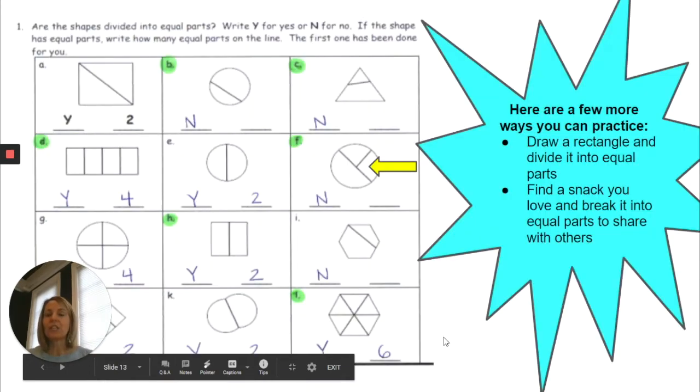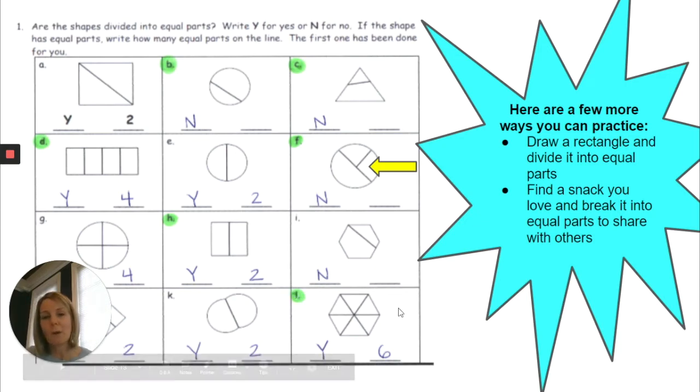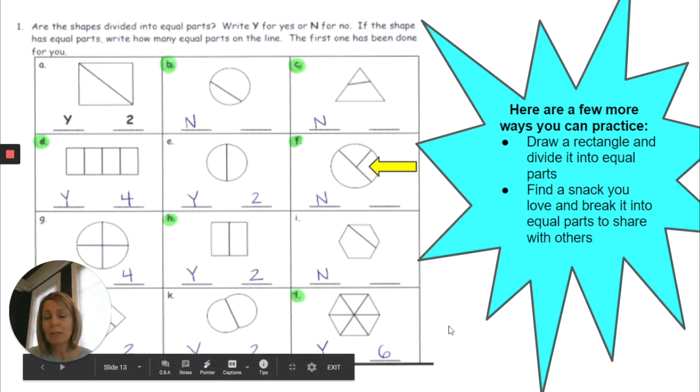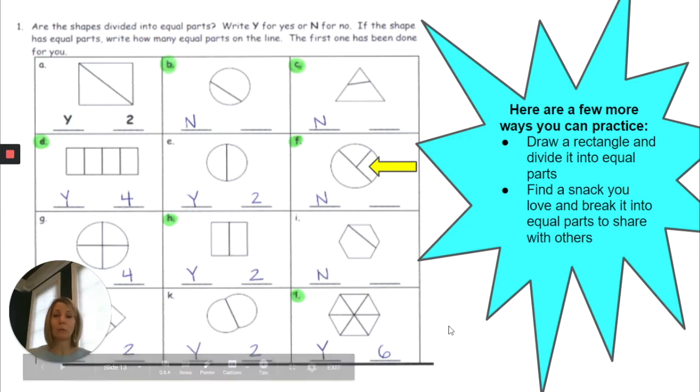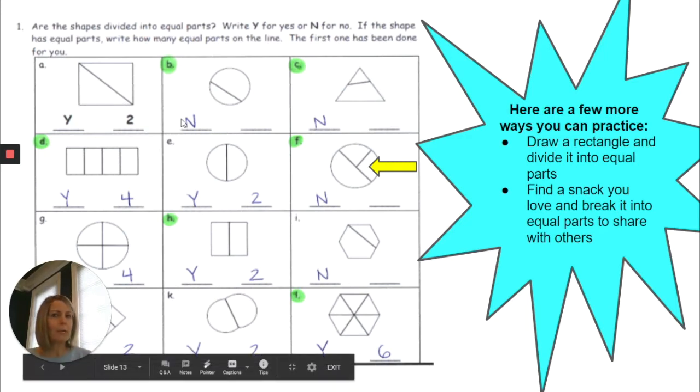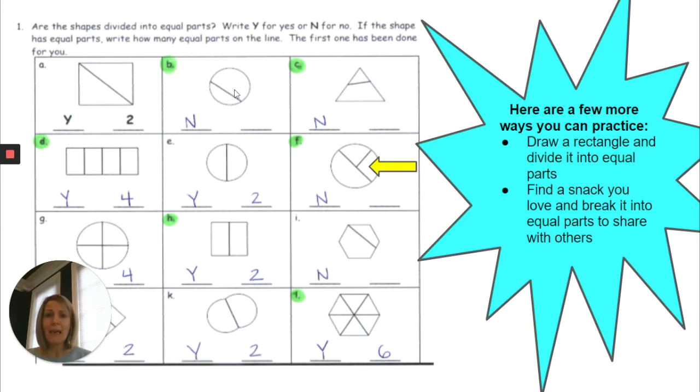All right, let's check our answers. Now, I have put green highlighter on the ones that I want to go over because I know you all did a fabulous job and we probably don't need to go over each one of them. But let's look at B. I put a big N there for B because as you can see, that is not divided into equal parts. One of those parts is much smaller than the other. So I don't even need to write how many parts because they are not equal.